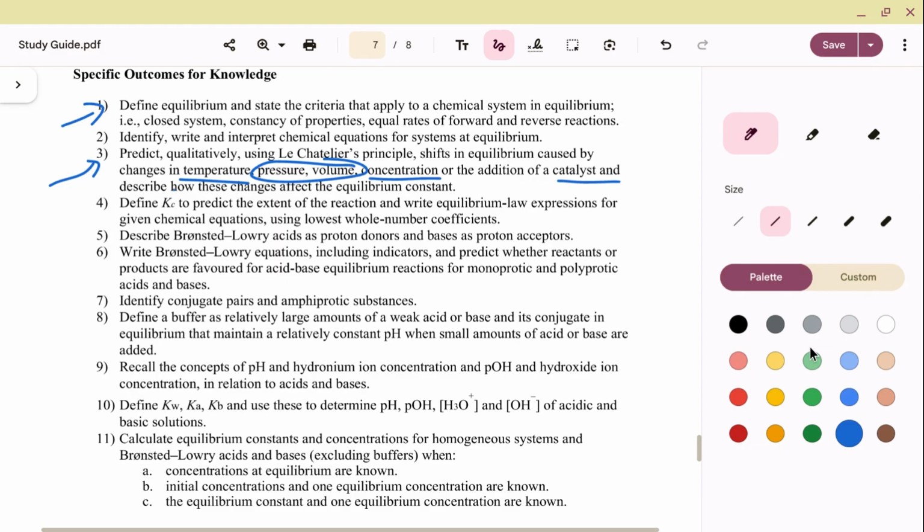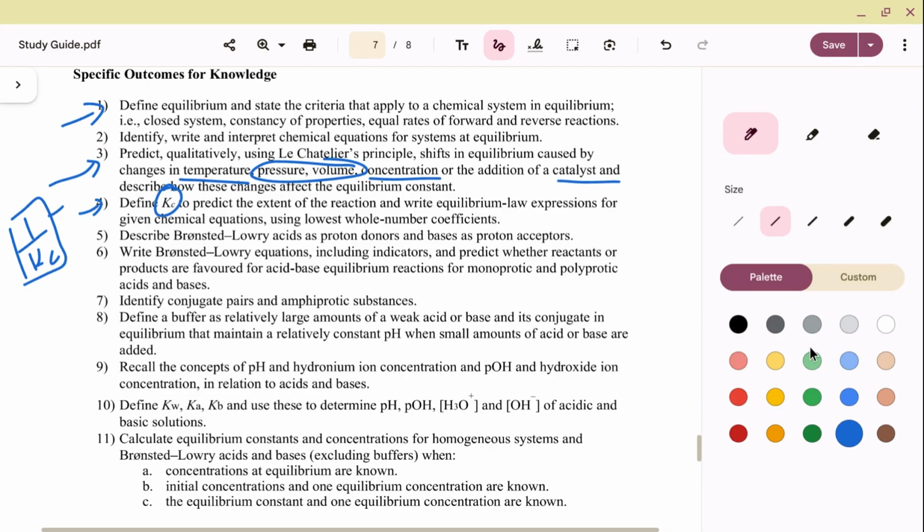Then you have your Kc value. The only thing that can change Kc is temperature, but that's it. And if you have the reverse reaction, you would just do 1 over the Kc value to know what the Kc of the reverse would be.